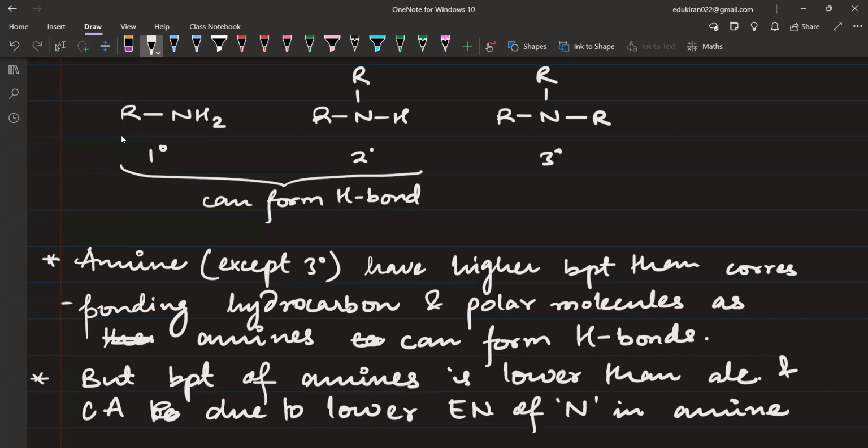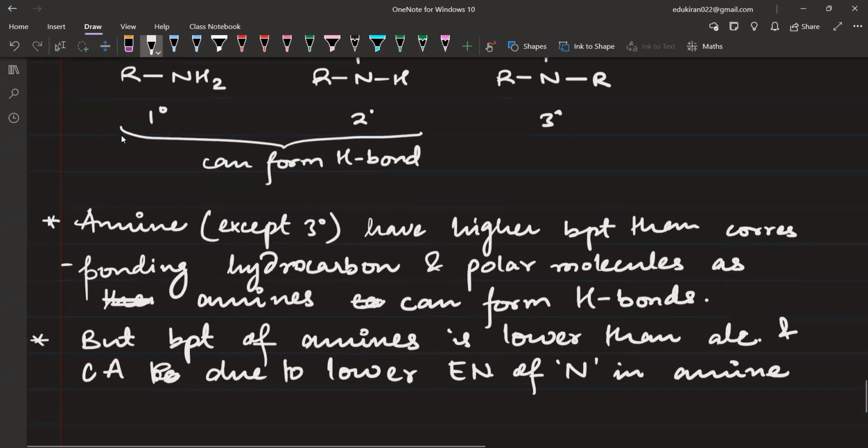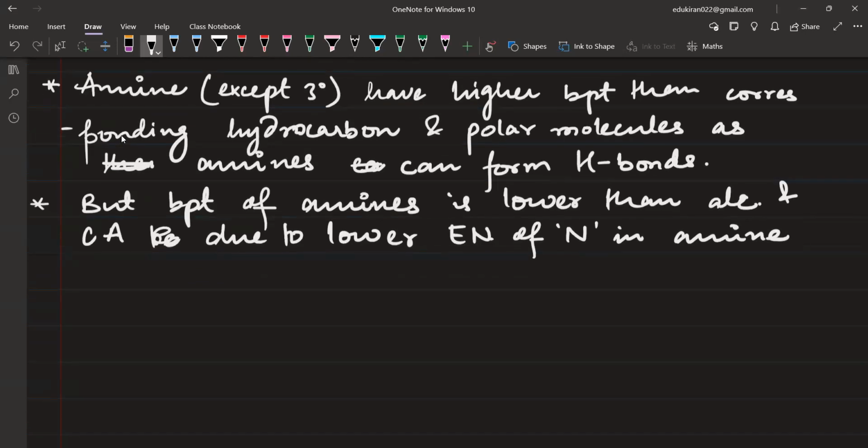And nitrogen is less electronegative than oxygen atom. That is why it cannot form as high a dipole moment. When the dipole moment is not high, the intermolecular hydrogen bond is also not very strong. Okay, so that's the reason their boiling point is lower than that of alcohol and also carboxylic acid.